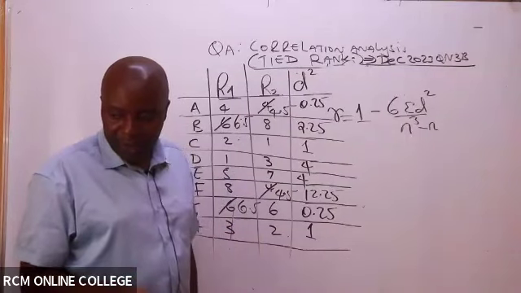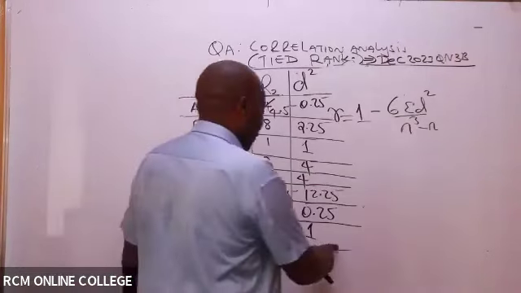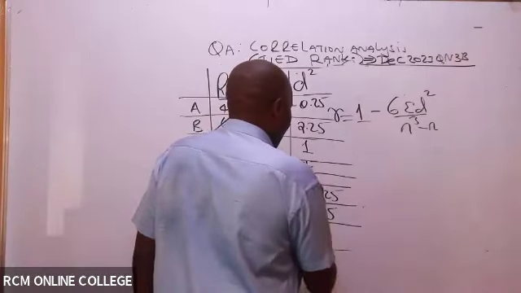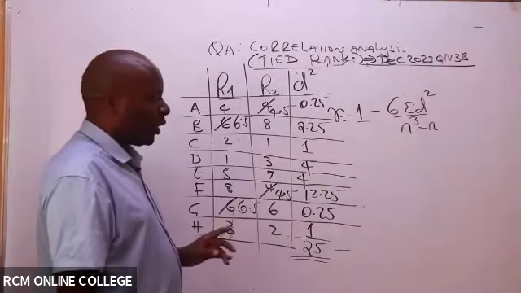Emmanuel is giving me 25. Mercy Jeruto has confirmed 25. 25, like that.